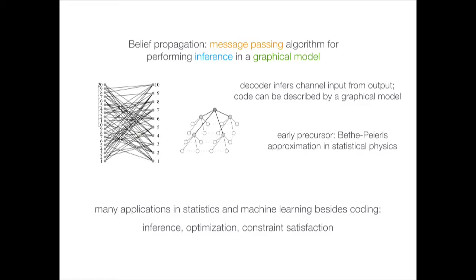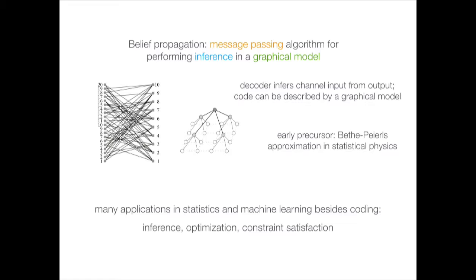Let me tell you just a very vague overview of what belief propagation is. It's a message passing algorithm. I'll say what that is in a second. Anyway, it's an algorithm for performing inference in a graphical model. So what's this inference part?